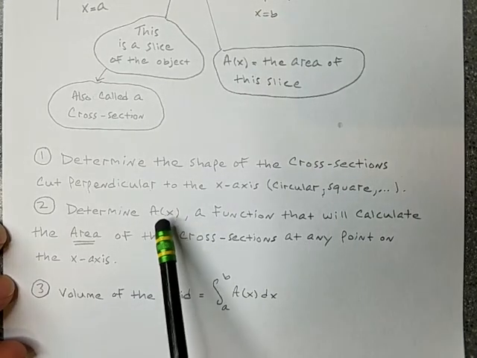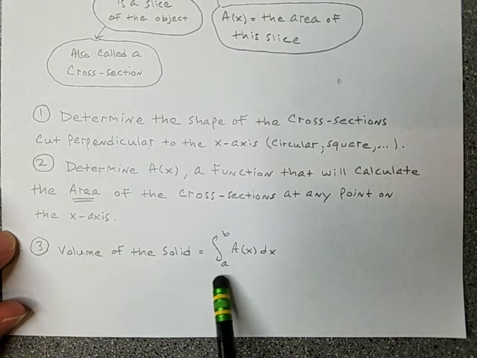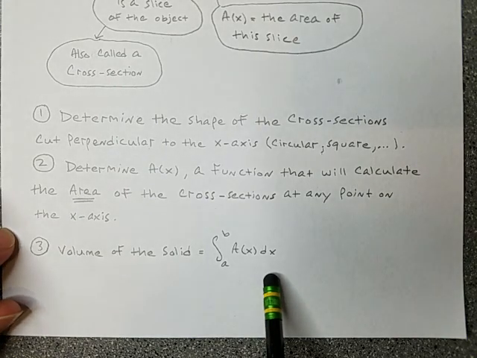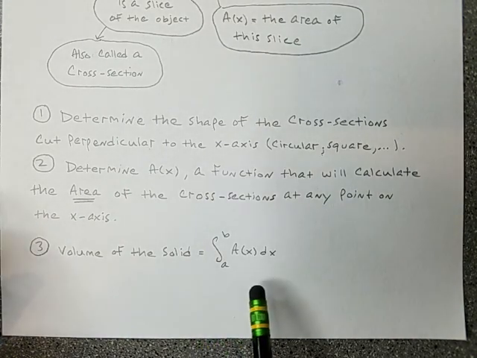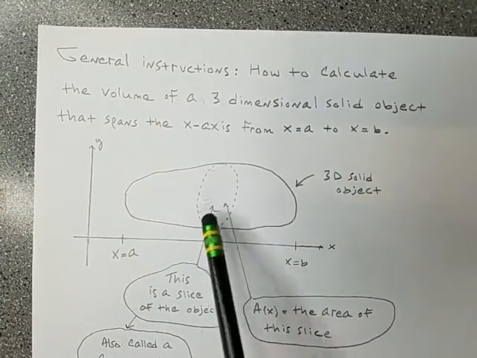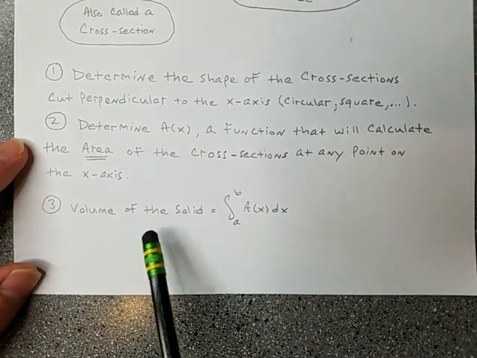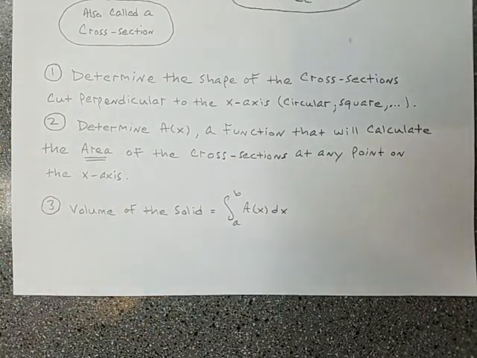Now, that's probably the big hurdle, figuring this thing out. If you can figure that out, then here's your integral that tells you the volume of the object. So you go from finding a formula that tells you the area of the cross sections to an integral that tells you the volume of the solid object. All right, so those are the instructions.